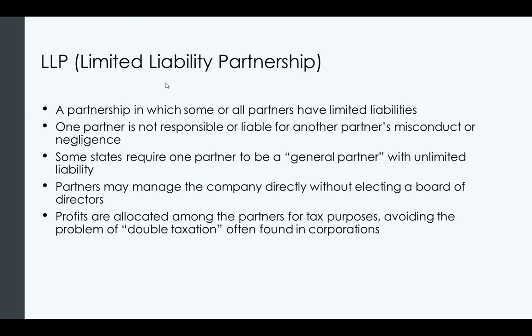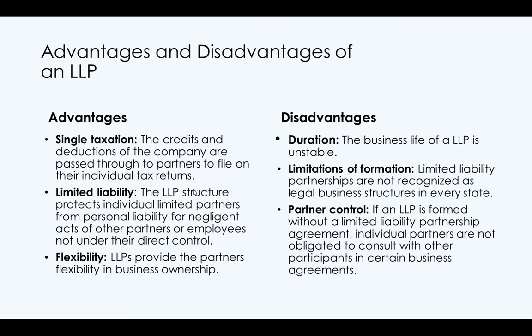And then there are limited liability partnerships. This is a partnership in which some or all the partners have limited liability. One partner is not responsible. So maybe you have it written up that they control 25%, but in an LLP, they are not responsible for the other person's conduct. Some states require one partner to be a general partner with unlimited liability. Partners may manage the company directly without electing a board of directors, and profits are allocated among the partners for tax purposes, avoiding the problem of double taxation. So they're not paying a separate set of taxes. The owners and the business are one and the same.